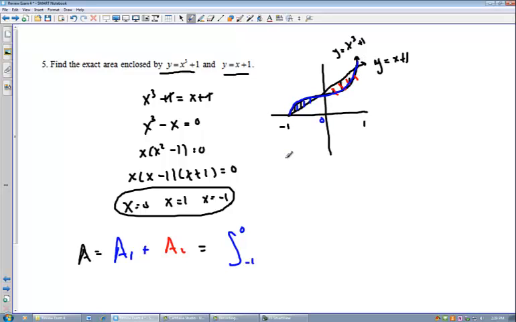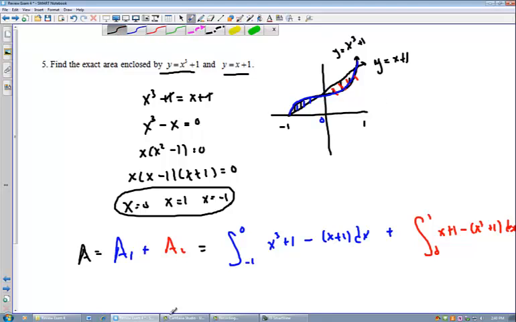This one's on top at first, which is x cubed plus 1. So you have x cubed plus 1, and then minus the quantity x plus 1 dx. That one's on the bottom. Then plus, let's do the next one in red, the integral from 0 to 1. Now x plus 1 is on the bottom, and then minus x cubed plus 1 dx. If you can see that, that's a dx right there.